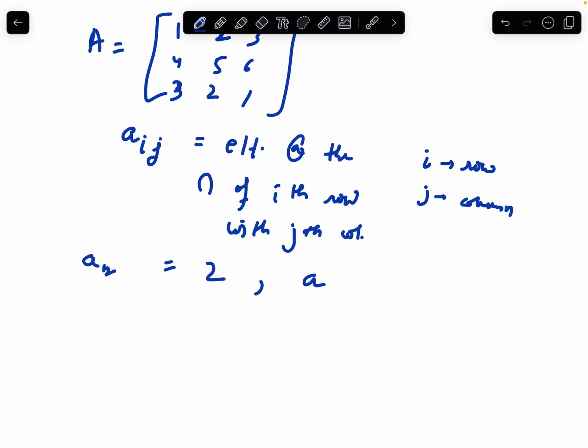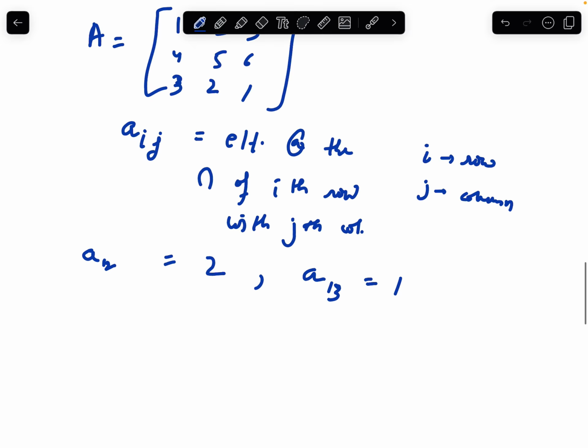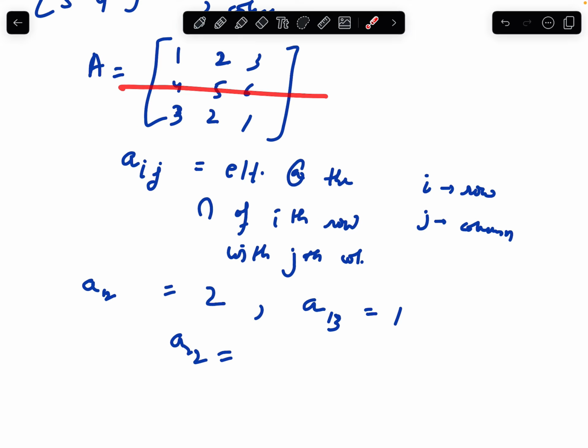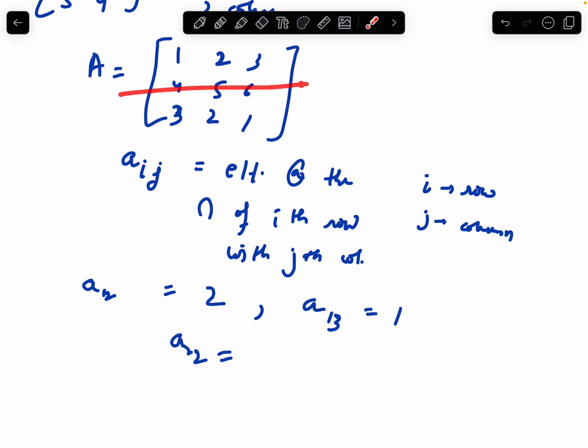And what is A13? Intersection of first row with third column. First row, third column. One. This is one. And what is A22? Second row with second column. Second row, second column. So this gives me 5, and so on.